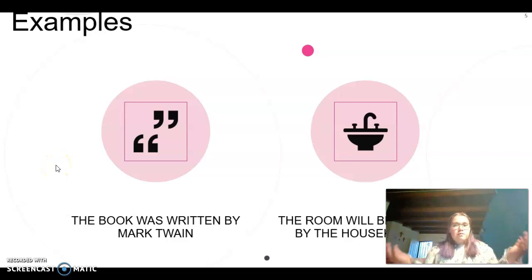The first one is: the book was written by Martin. The second example is: the room will be cleaned by the housekeeper.